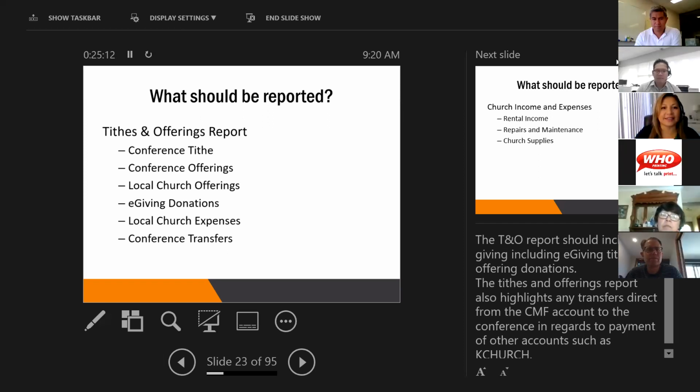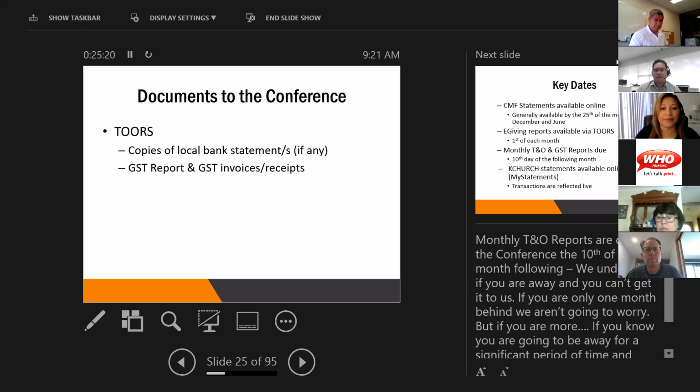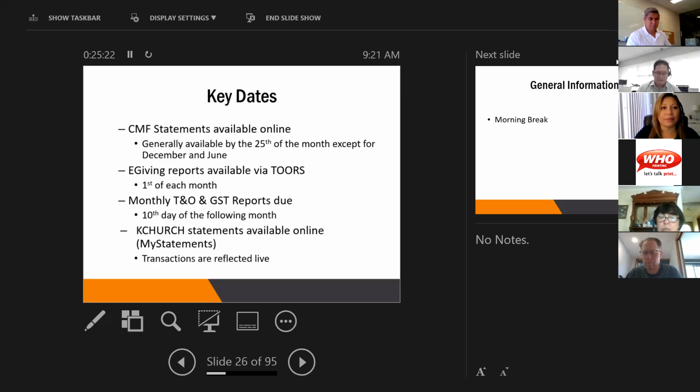Key dates. CMF statements are usually available by the 25th of the month, except June and December. E-giving reports are available in TORS by the 1st of the month. Monthly tithe and offering and GST reports are due by the 10th day of the following month. That's a really important one. K-Church statements are also available via My Statements on myadventist.org, and these are in real time.